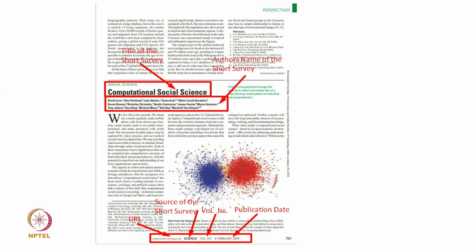A short survey is another document type which is published by the journal. It is like a mini review of the original research articles. Generally the short surveys are only a few pages. This is an example of a short survey on computational social science, which is published in Science.